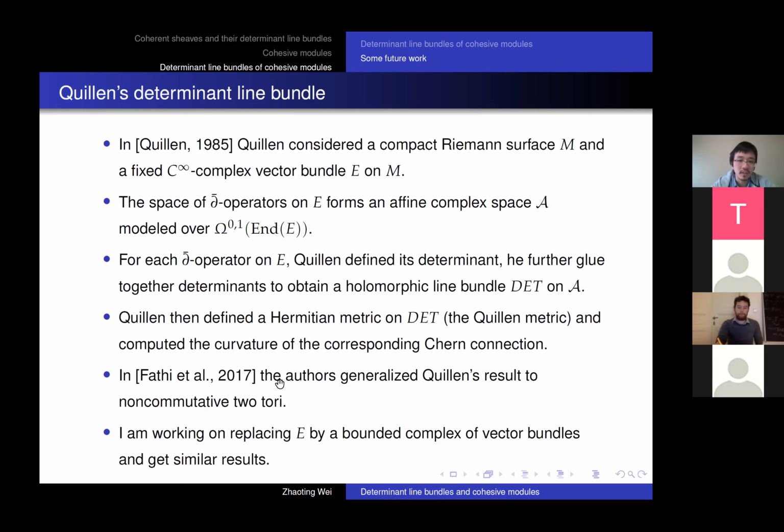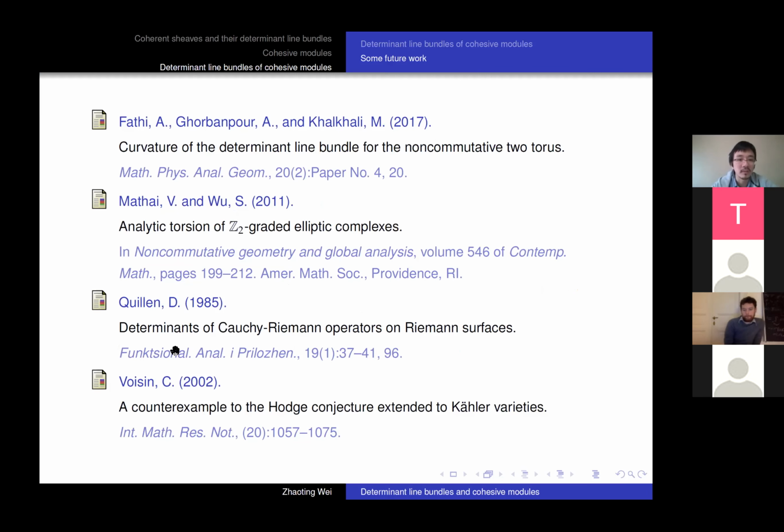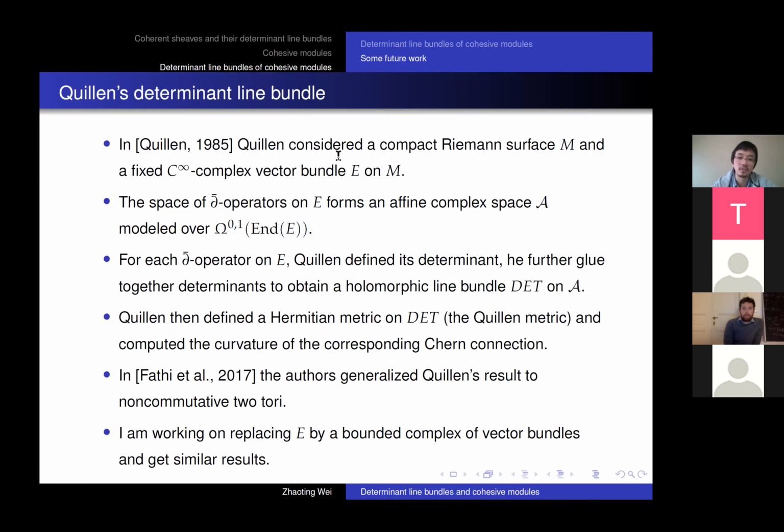In a 2017 paper, not very recent, by Fathizadeh, Ghorbanpour, and Khalkhali, they used non-commutative geometry methods to get a similar result on non-commutative two tori. They replaced the Riemann surface by a non-commutative two torus, and they obtained a similar result. Of course, their method is in non-commutative geometry. They no longer use local charts and things like this.